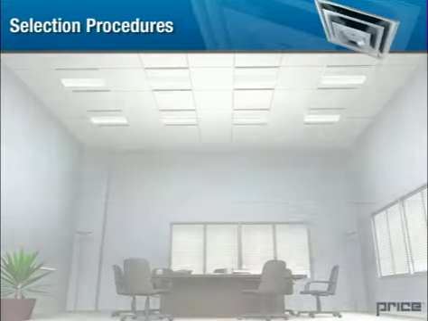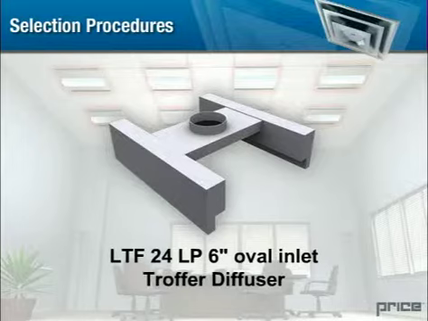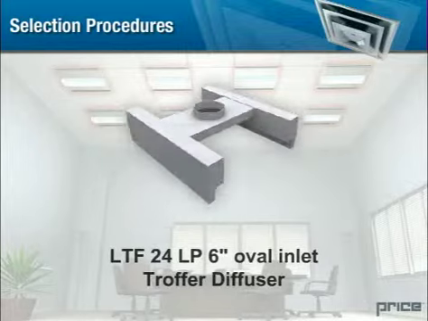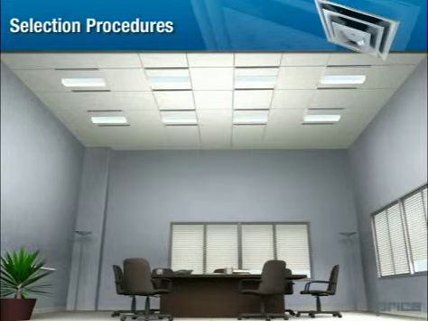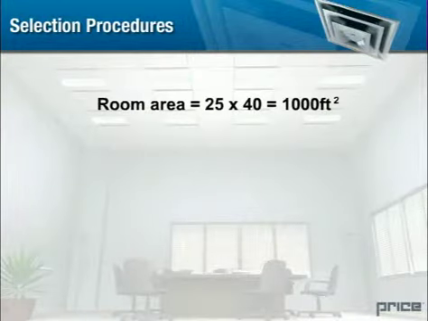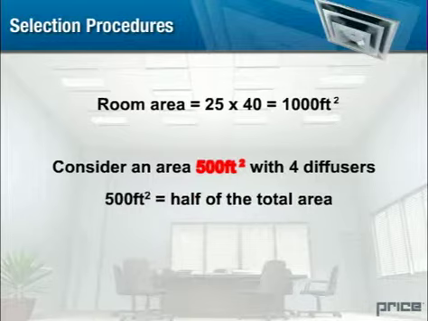Here's a case study. A 25 by 40 foot conference room is supplied with 8 LTF 24LP 6-inch oval inlet troffer diffusers. Each diffuser handles 120 CFM, and all 8 are evenly distributed within the room. Let's determine if this selection meets the recommended noise criteria. The total area of the 25 by 40 foot room is 1,000 square feet. Due to the dissipation of sound, a 500 square foot area will be representative of the overall noise level, so we can consider an area of 500 square feet containing 4 of the 8 troffer diffusers.